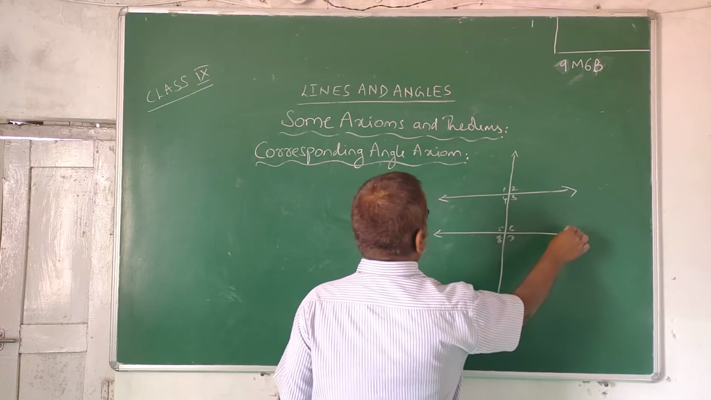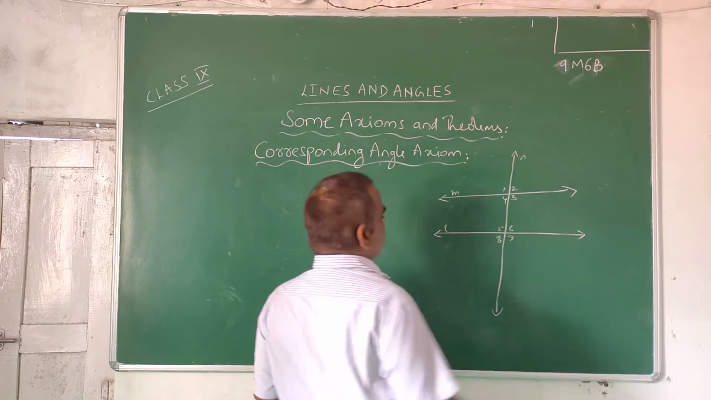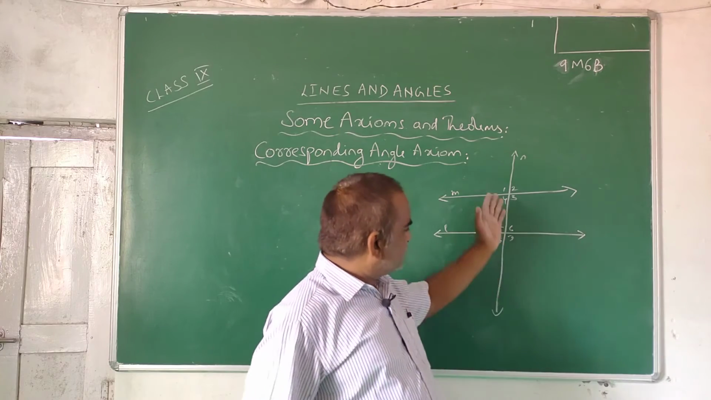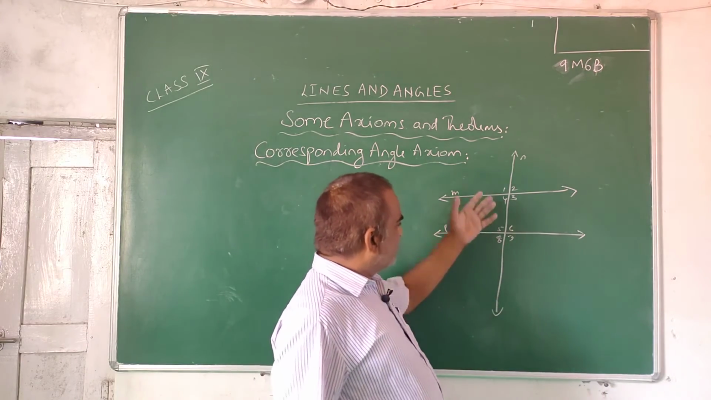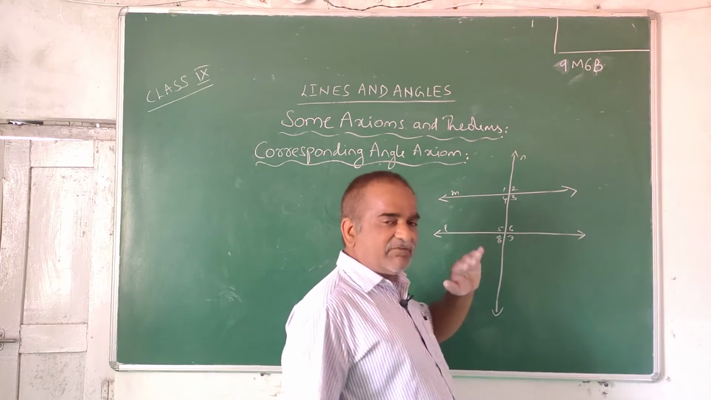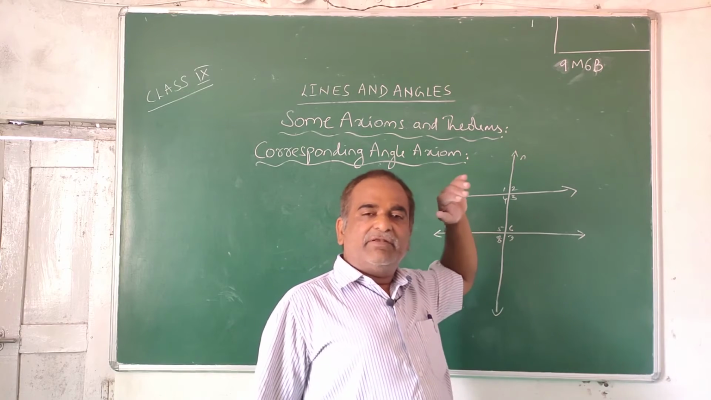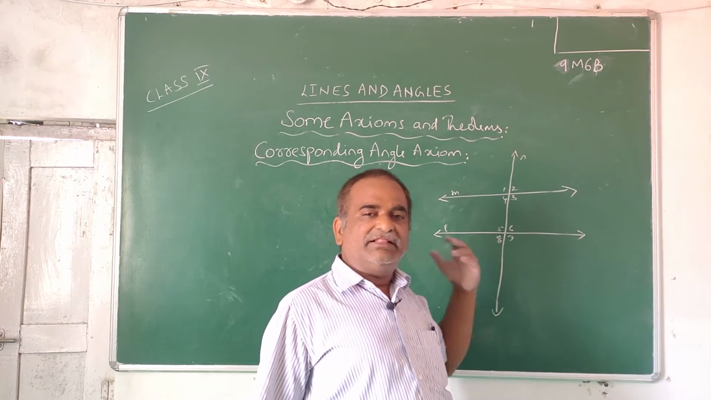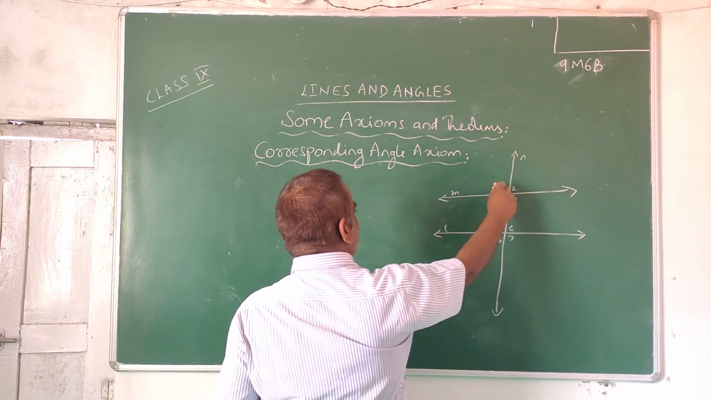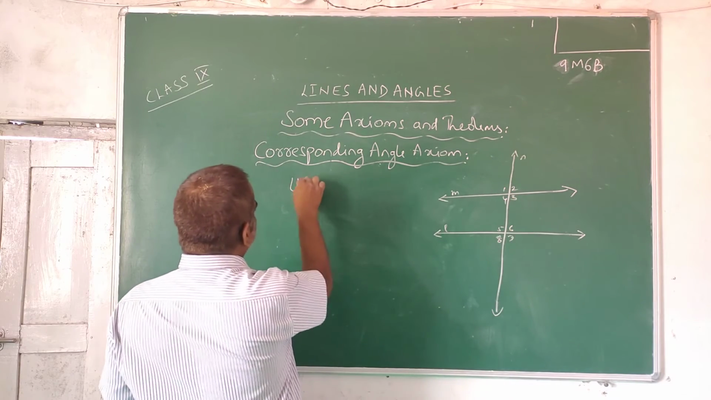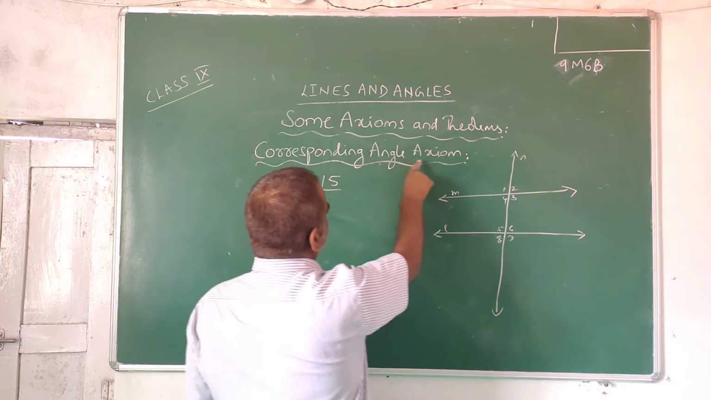See this diagram. This is line L, this is line M, this is line N, and already we have discussed there form 8 angles, okay? So these are the 8 angles, and you pick up the corresponding angles. What do you mean by corresponding angle? Already we have discussed. They will be on the same side of transversal, one is interior angle and one is exterior angle. Then angle 1 and angle 5 are corresponding angles, and these are equal according to corresponding angle axiom.